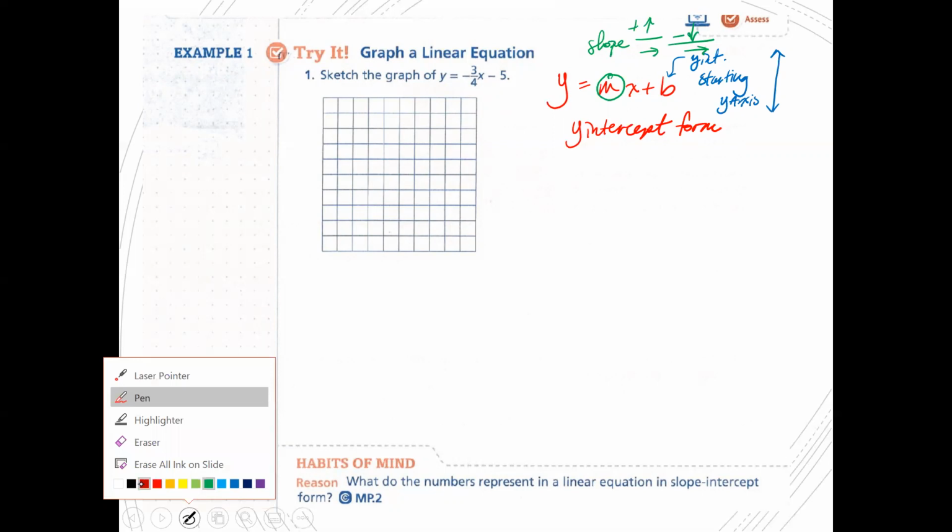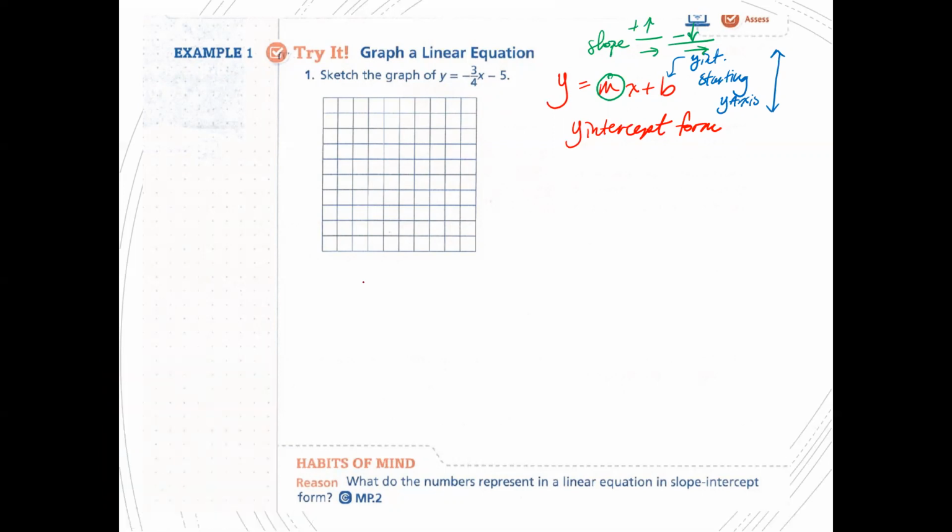All right, so let's go ahead and identify those two things on this equation. So my slope here is -3/4, which means you're going to go down 3 steps, over to the right 4 steps. Your y-intercept is a -5, and that's where we're going to be starting, is at -5.